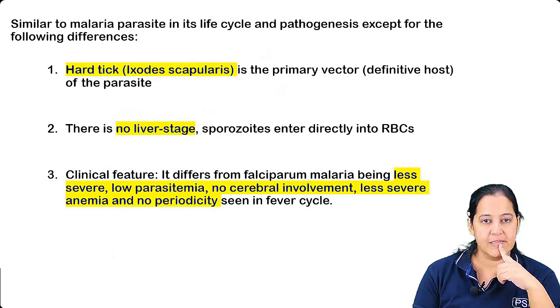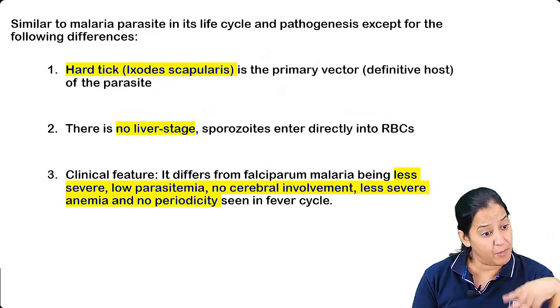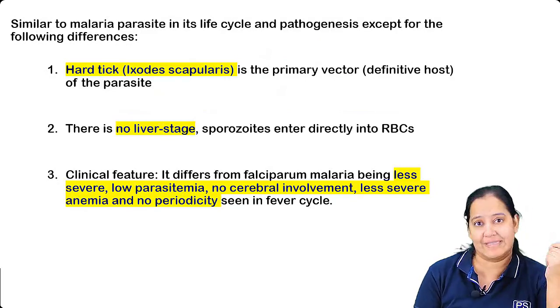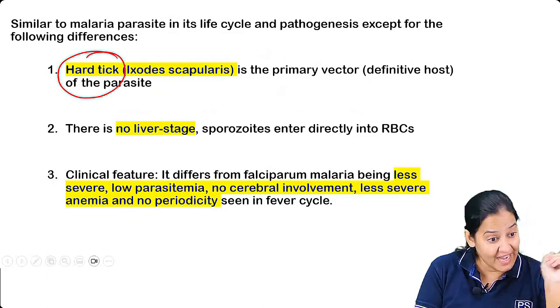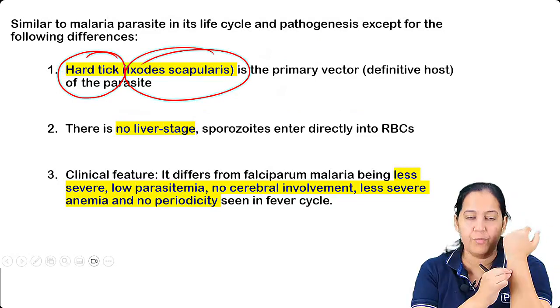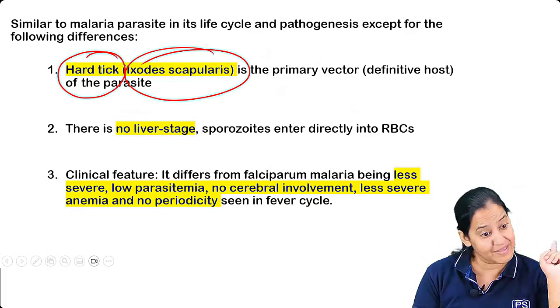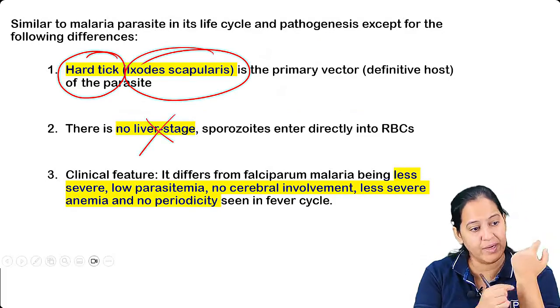Anyways, चलो वापस आ जाओ. Listen now. There are 3 differences in Babesia from malaria. Number 1, what was the vector there in malaria? It was the mosquito, female Anopheles. Here the vector is the deer tick, Ixodes scapularis. Instead of a mosquito bite, it is the tick bite. The saliva of the tick contains sporozoites, like mosquito saliva. The rest is the same.